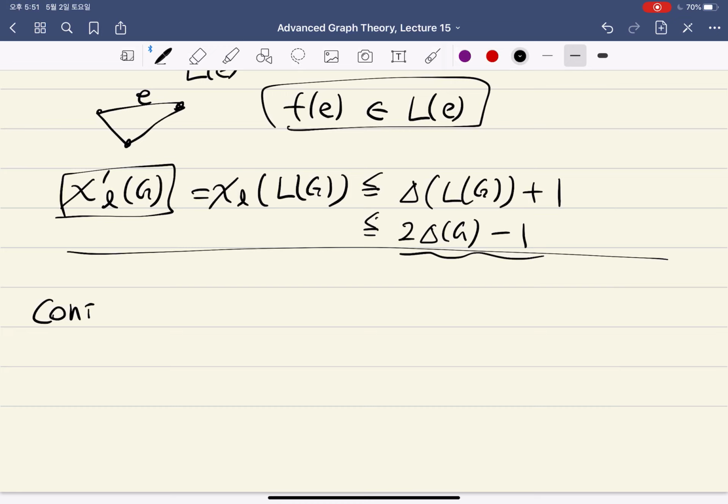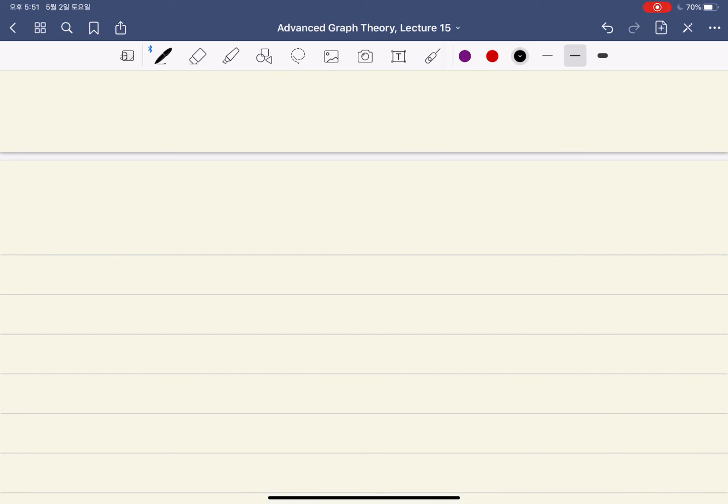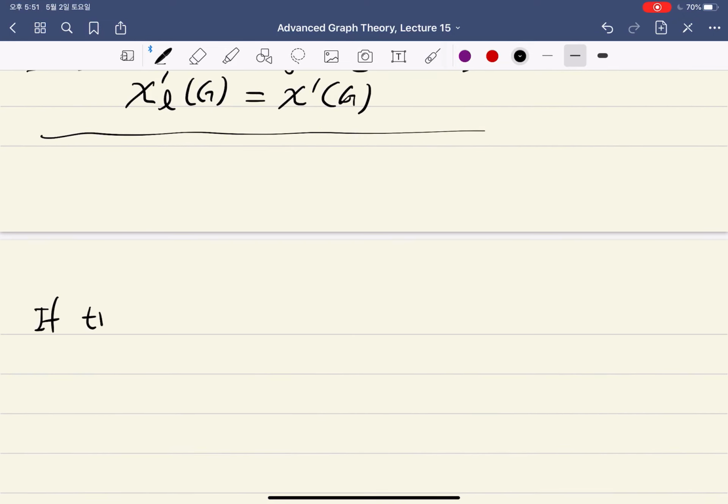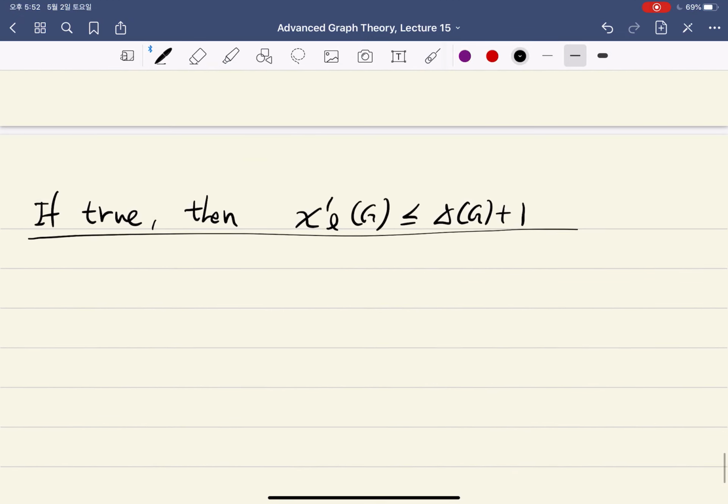Actually, there is a conjecture, the list coloring conjecture, which says that for every graph, the list edge chromatic number is the same as the edge chromatic number. It is not known whether this is true, but if this holds, then the list edge chromatic number is at most the maximum degree plus 1, because this together with Vizing's theorem implies this. But we don't know whether this is true.